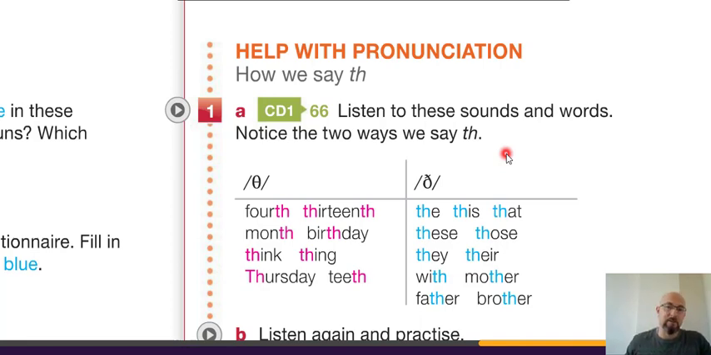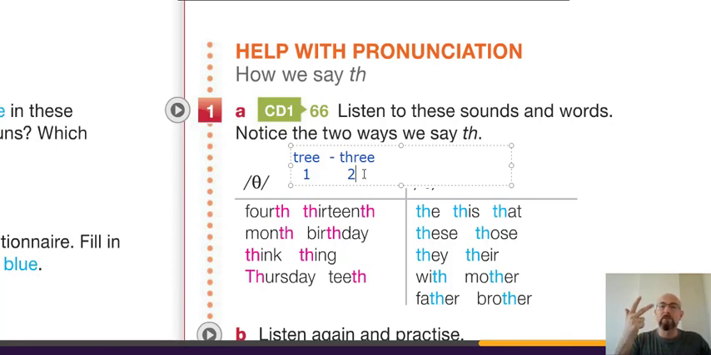Okay, so for example, some people say this word here. Some people say number one is tree, and number two is three. So some people say number two, tree, and this is a big mistake. If you count, you say, for example, 1, 2, 3, 4, no. So you change the meaning here. So it's very important to practice th and th.